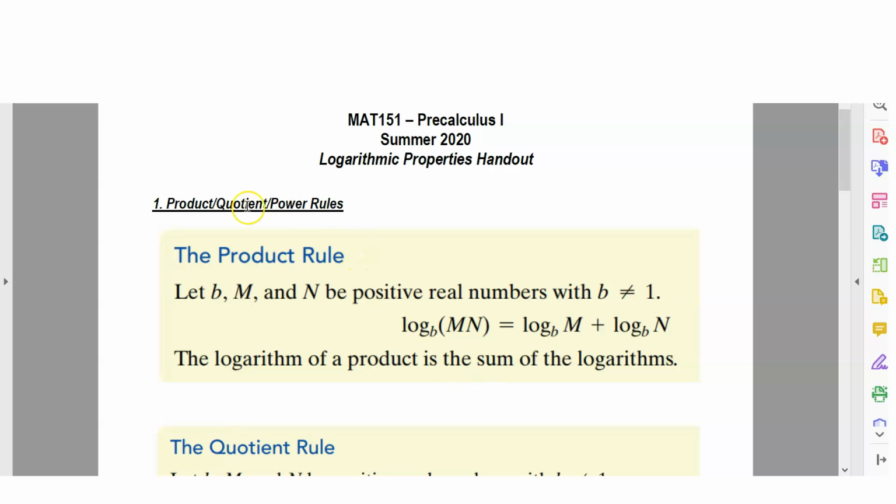In the first part of the chapter, we're going to look at three individual rules: the product rule, the quotient rule, and the power rule. And these rules all have their basis in rules of working with exponents.